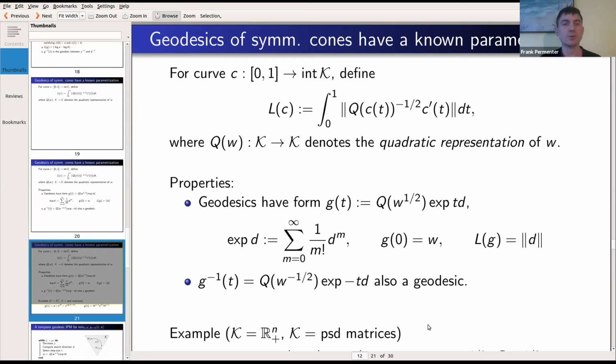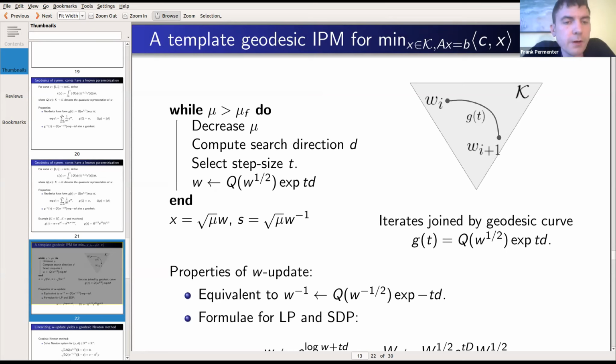Okay, so the geodesics of symmetric cones have a nice known parameterization. I should have mentioned up front that all of this is classical. You can read about it in textbooks. So none of this is new, but nevertheless, we're going to do something new with these parameterizations. We're going to generalize our log-spliced IPM by using this nice formula for geodesic curves. Okay, so the way this is going to work, let me first just give you the template.